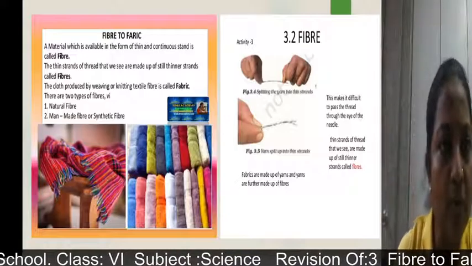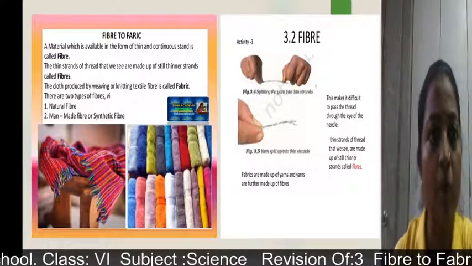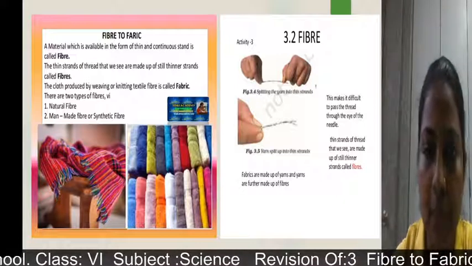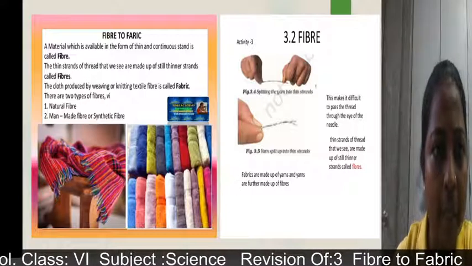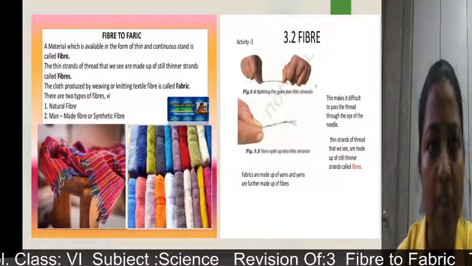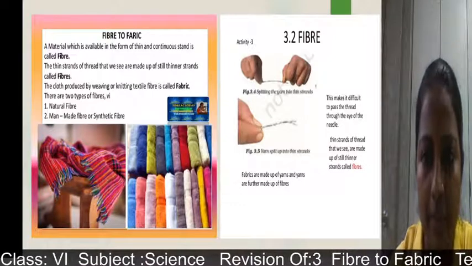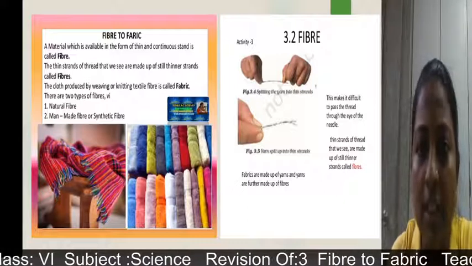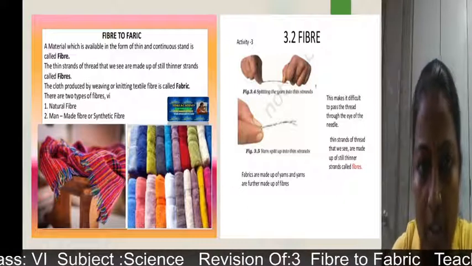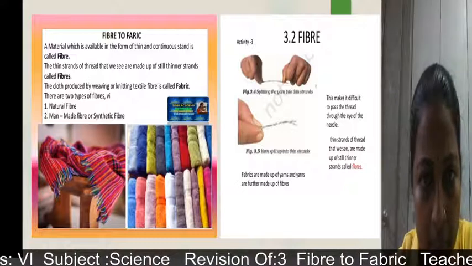Now we will see about fibers. A material which is available in the form of thin and continuous strand is called fiber. The thin strands of thread that we see are made up of still thinner strands, and those are called fibers, as you can see in figure 3.4 and figure 3.5.